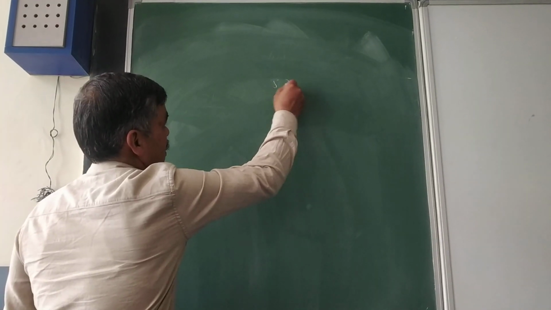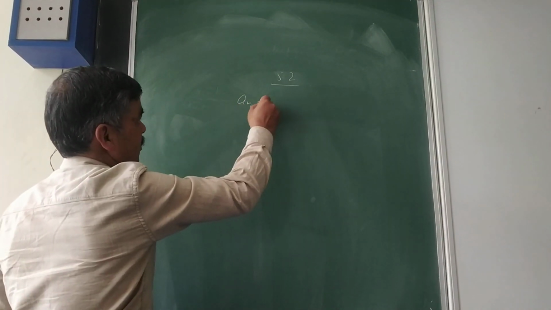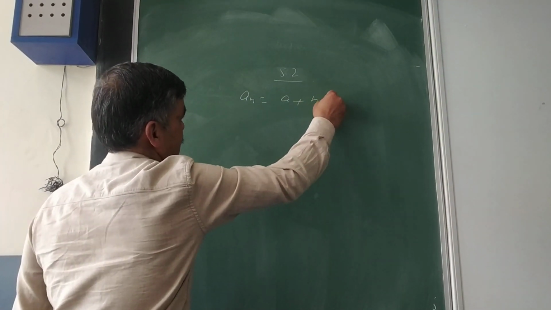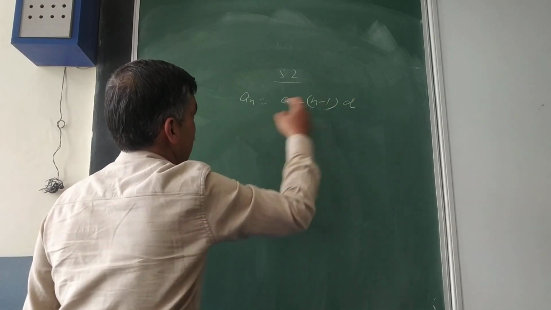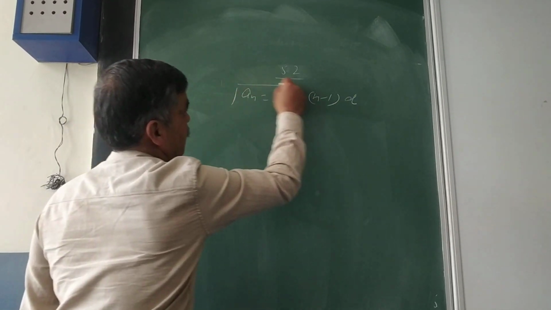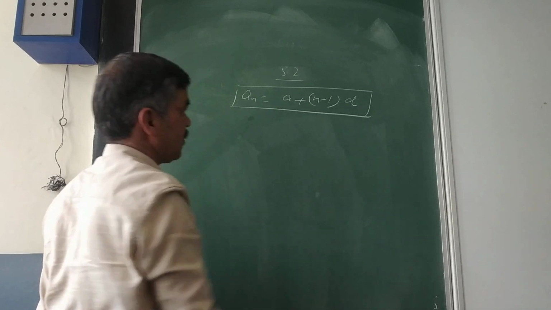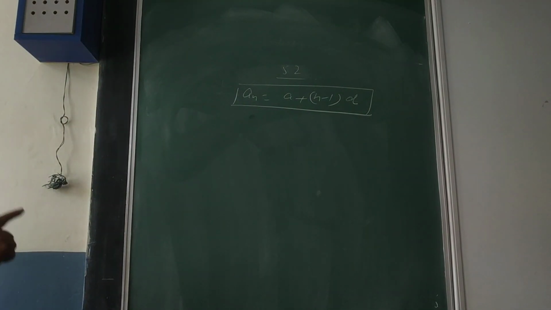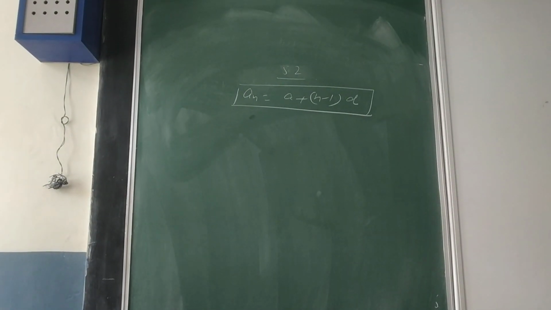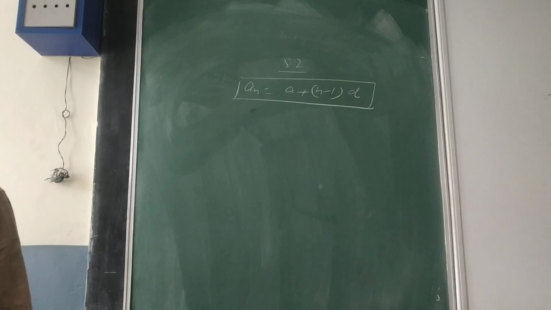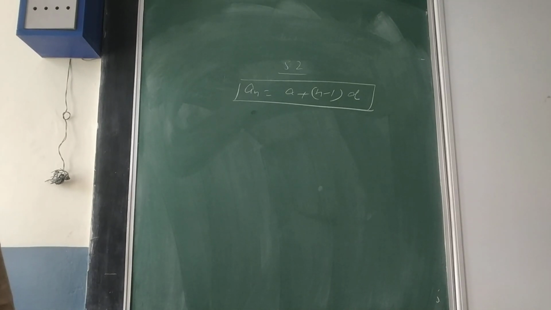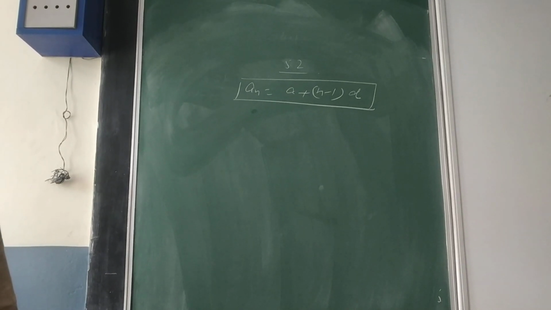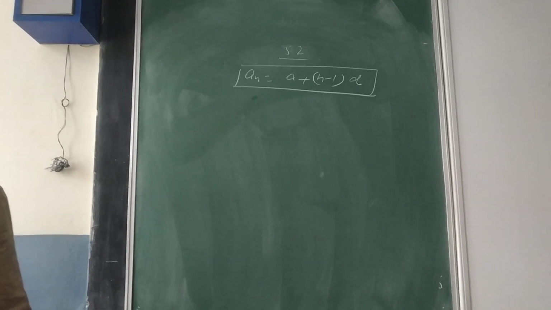Let us start with our exercise 5.2. Do not forget that the concept we are using here in this exercise is of nth term, that is a_n is equal to a plus (n minus 1) into d everywhere. So be careful, focus your attention on what is a, what is n and what is d. Here I begin with question number 14. I left yesterday at question number 13. So let us see the 14th question solution.